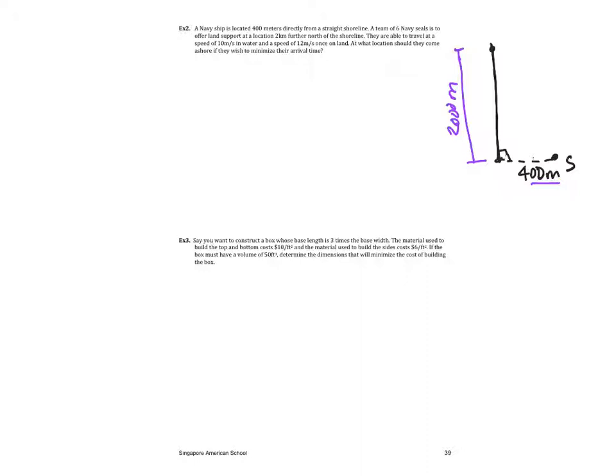Okay, then it says they are able to travel at a speed of 10 meters per second in water and a speed of 12 meters per second once on land. So all of this over here is my water, and all of this over here is my land, right? So maybe I should make that green. But I was thinking sand on a shoreline. So all of this over here is land. So at what location should these Navy SEALs come ashore if they want to minimize their arrival time?